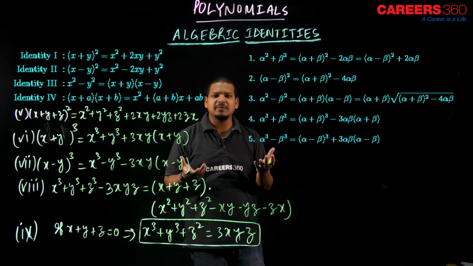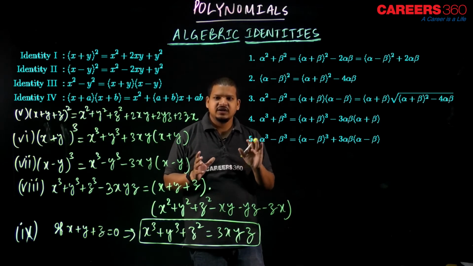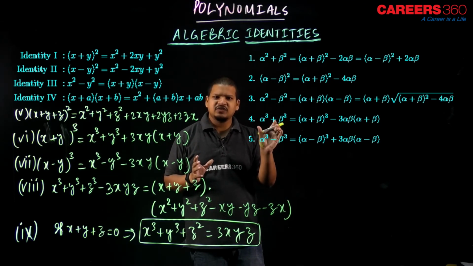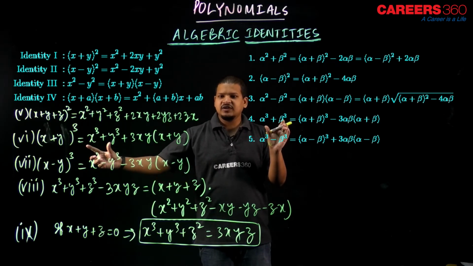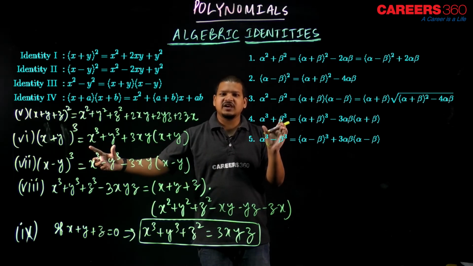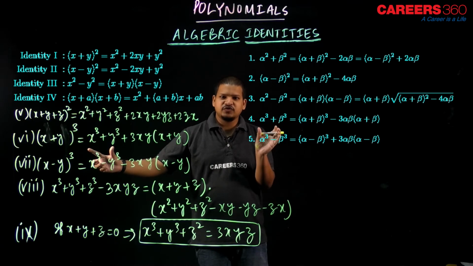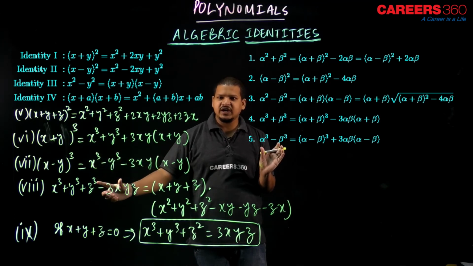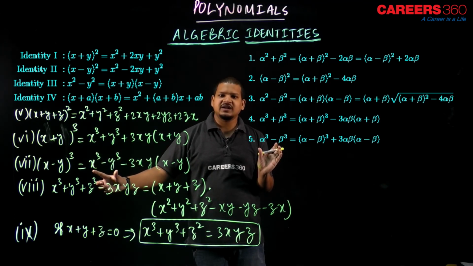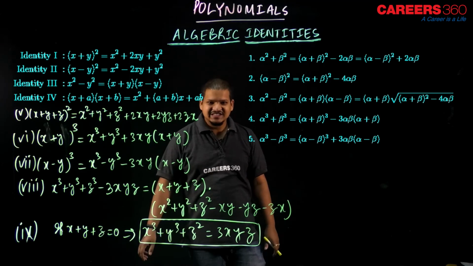So no need to cram it, rather just understand it, right? This is again a similar one, that is alpha cube plus beta cube. So here it is a cube plus b cube, x cube plus y cube, right? So from there I can easily get this fourth identity over here, and the fifth identity I have achieved from right here. I hope it is making sense to you, right?